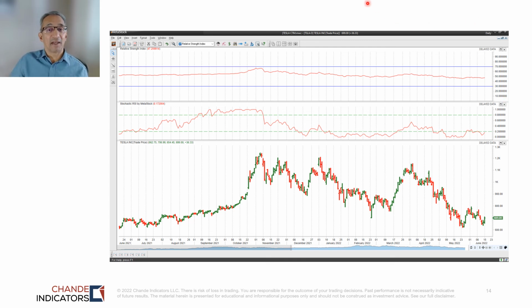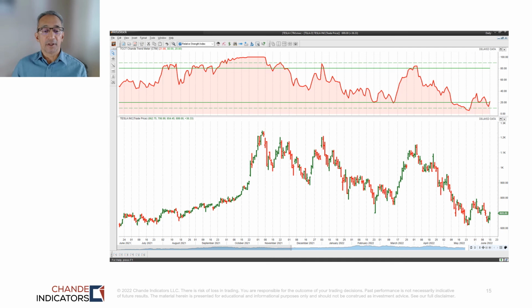So we are back to the Tesla chart, but in the upper panel now we have the Chande Trend Meter, which behaves like an oscillator because it has a fixed scale from 0 to 100 with lines at 80 and 20 and 90 and 10, but the internal calculations are completely different and combine many different types of indicators and time intervals to give you a composite idea of what's happening to the trend.